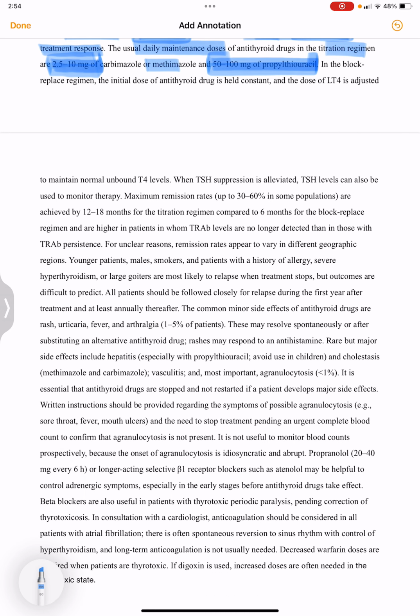In the block replace regimen, the initial dose of antithyroid drug is held constant and the dose of LT4 is adjusted to maintain normal unbound T4 levels. When TSH suppression is alleviated, TSH levels can also be used to monitor therapy.